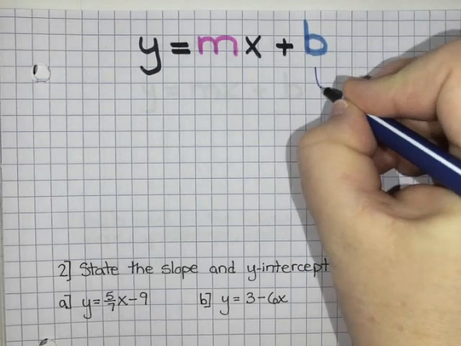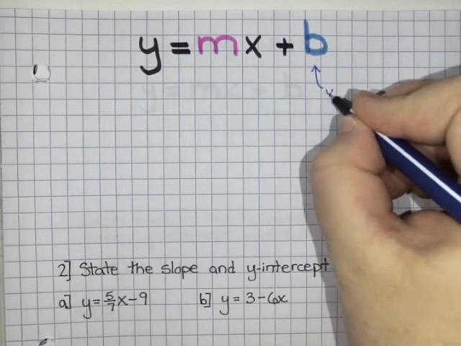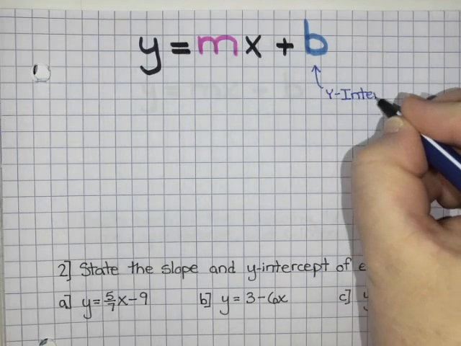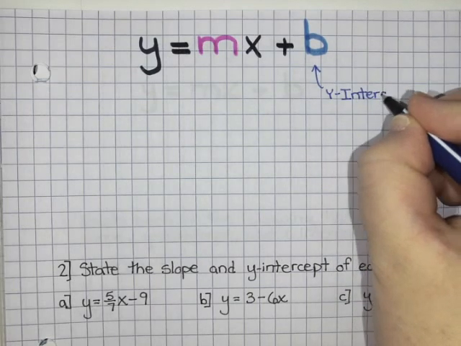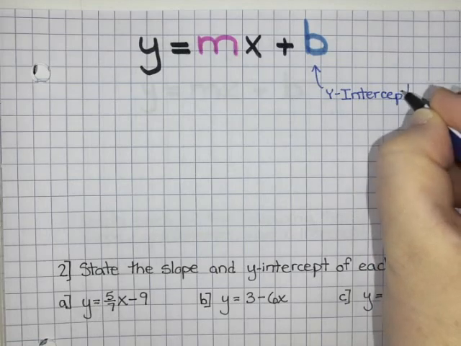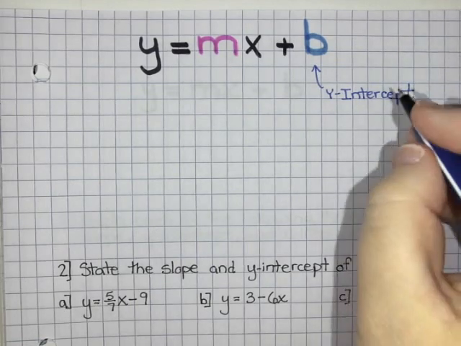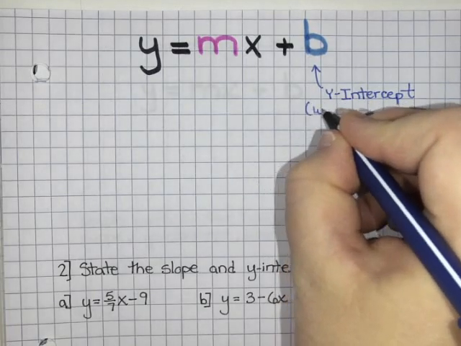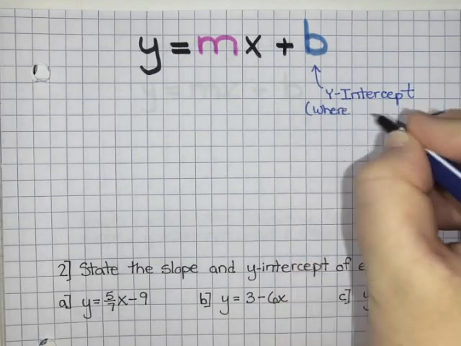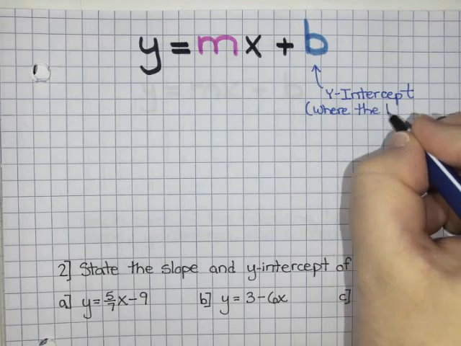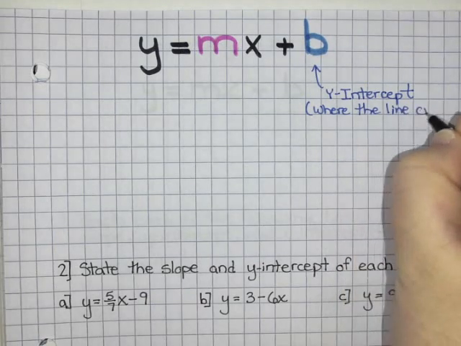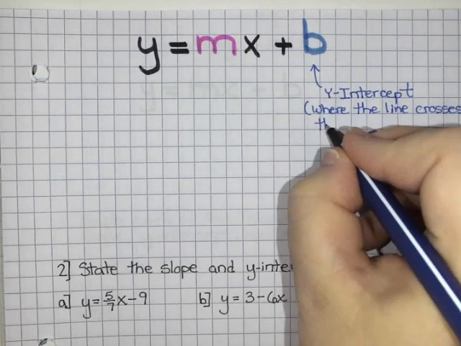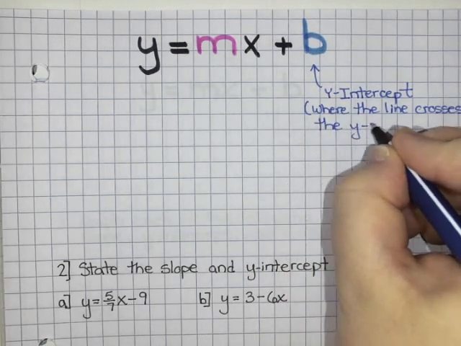And that has a name. It is called the y-intercept. So the y-intercept is where, we're going to say, where the line crosses the y-axis.